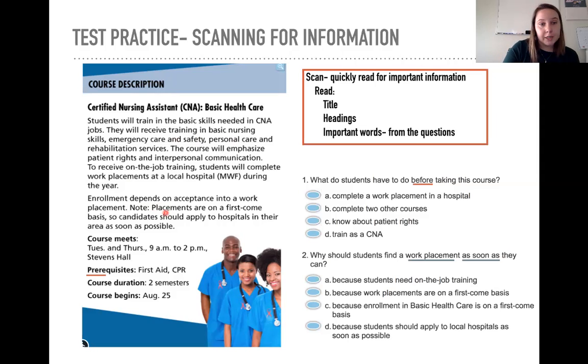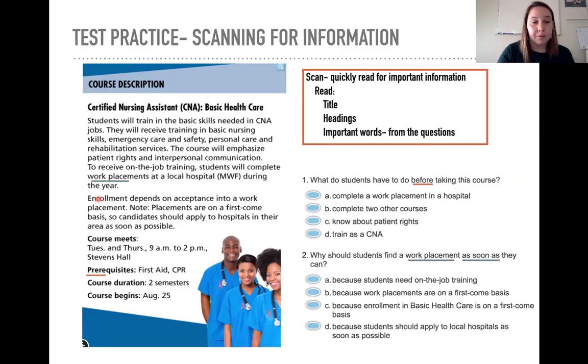So if we come over here and look in this description, there's a lot of information. So we are just scanning for these important words. As we scan, we see work placements. It says students will complete work placements at a local hospital. Okay, now we understand what work placements are. They are something where you work at a local hospital. You receive on-the-job training. So they're working at a hospital, kind of like an internship.